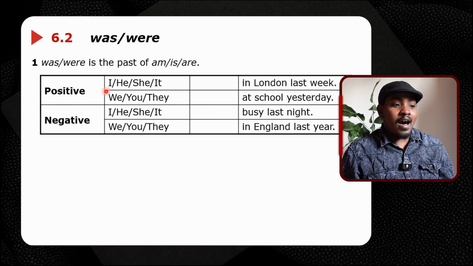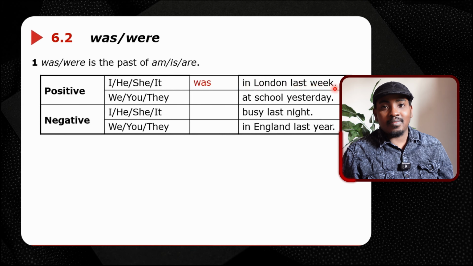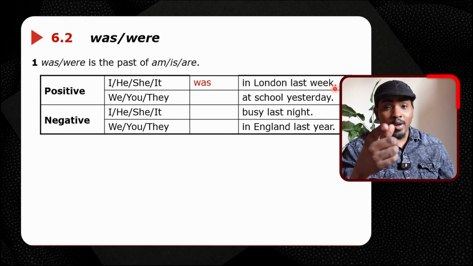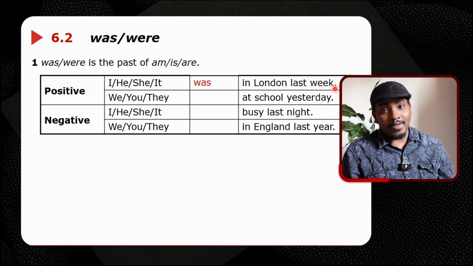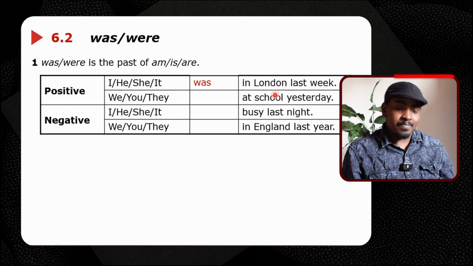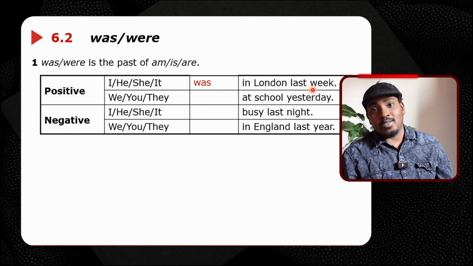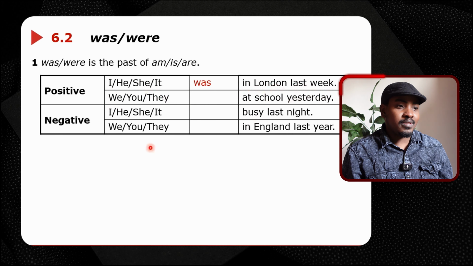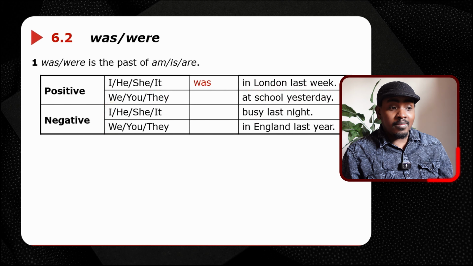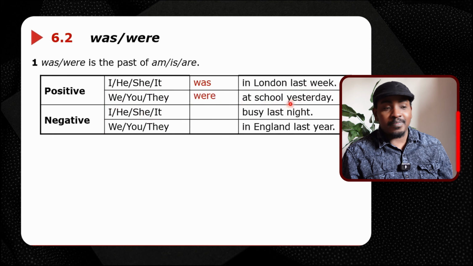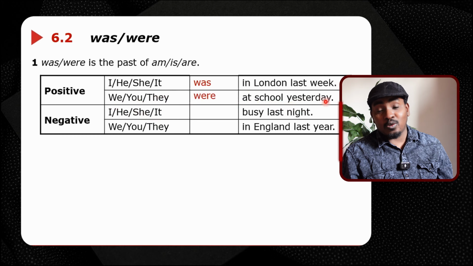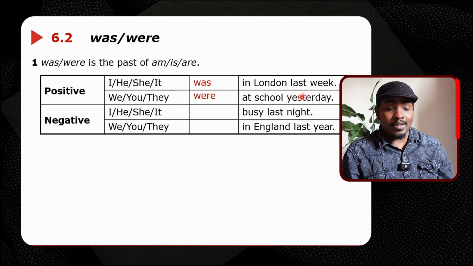So positive, I was in London last week. So I ask you, where were you last week? You might say, I was in Mecca. Okay. He was in London last week. She was in London last week, for example. Okay. We were at school yesterday. You were at school yesterday. They were at school yesterday.